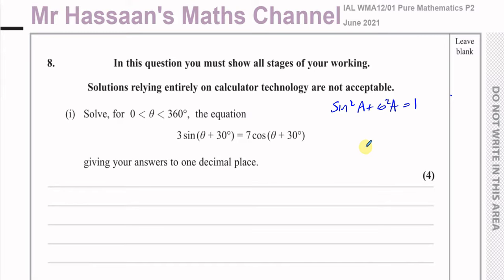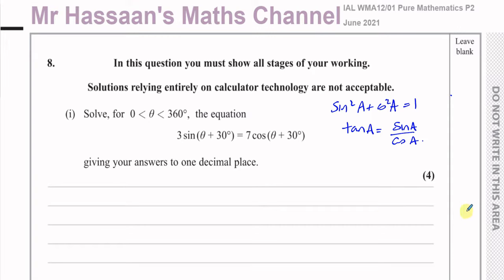However, there's a better identity we could use here. There are only two identities that we've learned up to P2, and the other one is a very important one as well. Tan of an angle is equal to the sine of that same angle over the cosine of that same angle. So if we have something in this form, sine and cosine, none of them squared, sine A divided by cosine A gives you tan A.